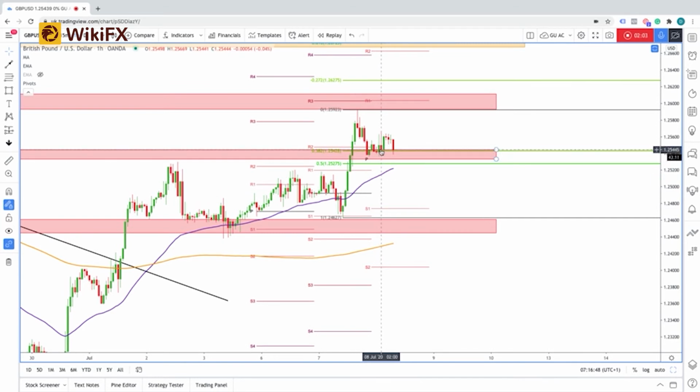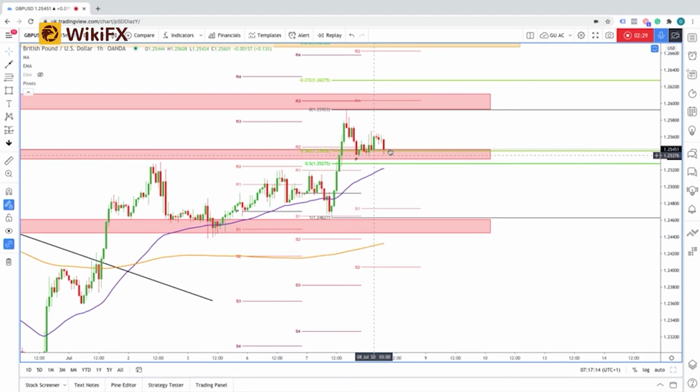Now, if we do move lower, the first initial key level of support is today's intraday pivot level, which lies around 125.33, and then we have today's S1 level around 124.73. Of course, we have this zone below, ranging from 124.60 to around 124.40.